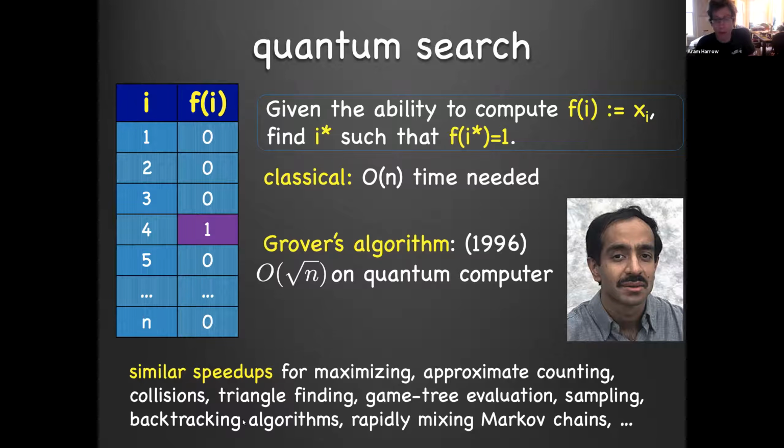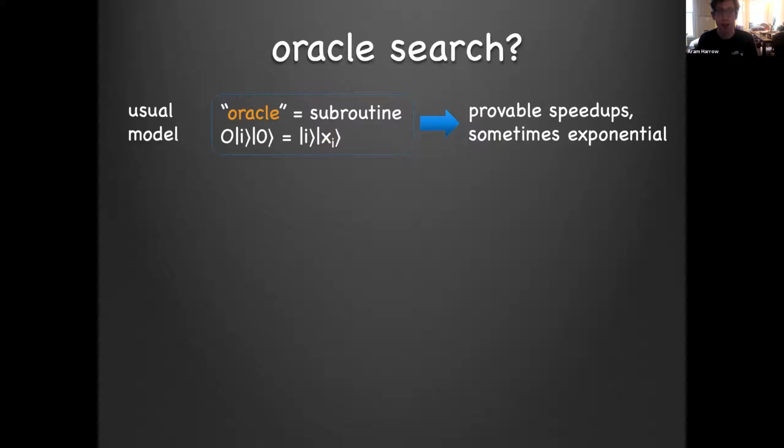Since then, of course, we found many similar quadratic or polynomial speedups for many other unstructured or semi-structured search problems, like maximizing a black box function, approximately counting, like adding up, integration, etc. Finding collisions, finding triangles in graphs. Game trees are like NAND trees. We can speed up simulated annealing roughly quadratically. So many things don't rely on very much structure of the problem. We can get these kind of quadratic speedups.